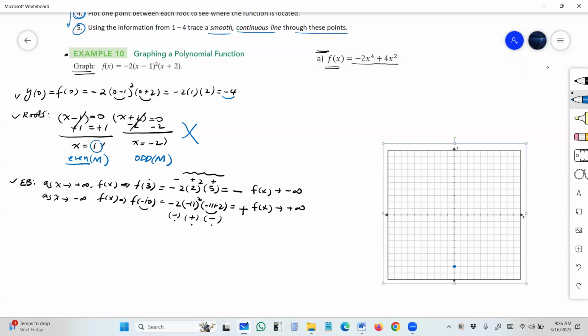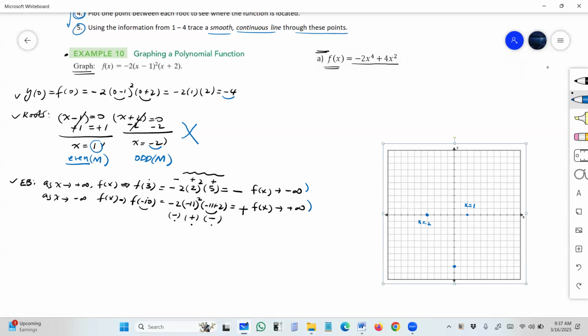Now I have to plot x equals 1. This is one of the roots. So let's say that this is 1, because each tick mark is half. And I have to plot -2. 1, 2, 3, 4. So this is x equals 1, and let's say that this is x equals -2. All right, so I have the three points in.